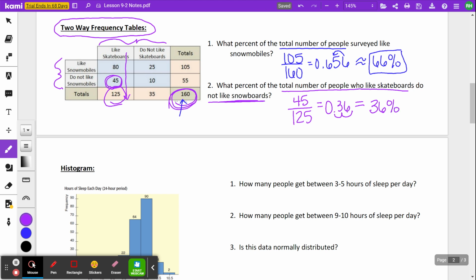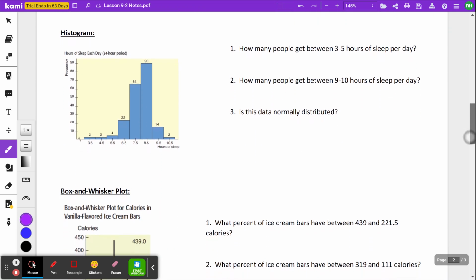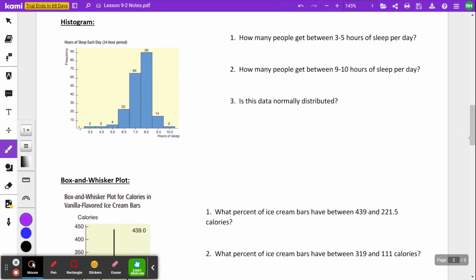Okay? Two-way frequency table showing you two sets of data and how they overlap with each other. Okay, moving right along, we've got a histogram. A histogram is a lot like a bar graph, only what you're seeing is actual categories of data down here, right? You're not just seeing one number, it's like a range of data.